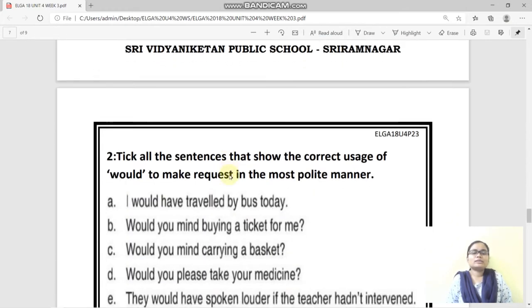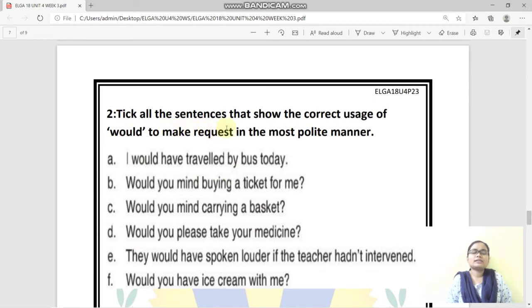Now, let's move towards the next question. Tick all the sentences that show the correct usage of would to make a request in the most polite manner. So, read all the sentences. Think which sentence shows the correct usage of would to make the request in the most polite manner. Tick for those sentences, children.